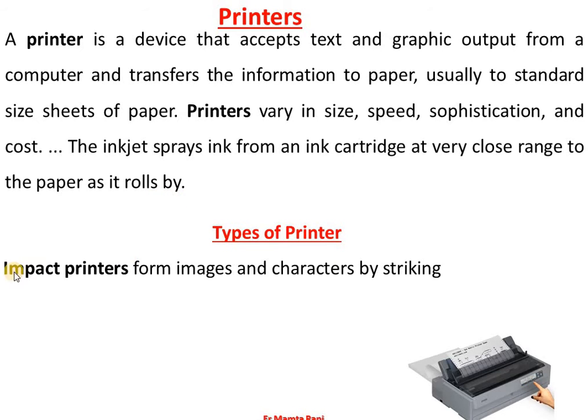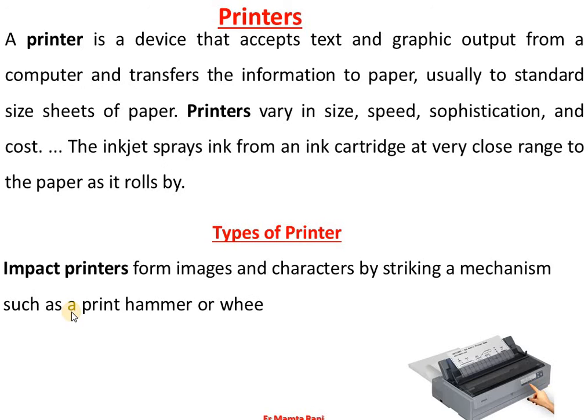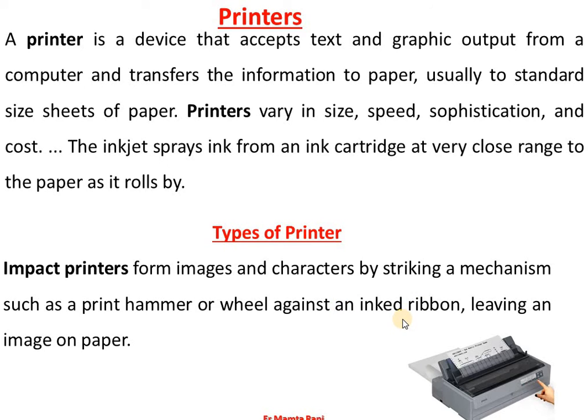First one is impact printer. Impact printers form images and characters by striking a mechanism, such as a print hammer or wheel, against an inked ribbon, leaving an image on the paper. So it is just like a hammer which prints dots on paper without printing any extra thing.